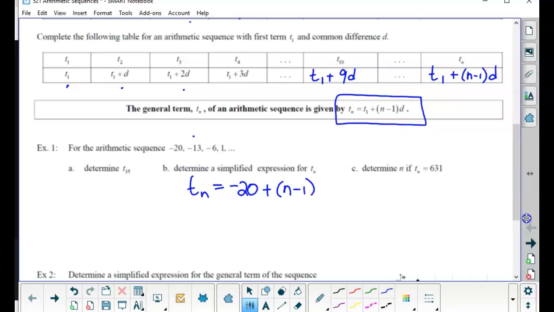So negative 13 minus negative 20 ends up being plus 7. So we're adding 7 each time here. Okay, so this will be 7. Now whenever we show our general term, almost always, sometimes you don't have to simplify if it's not your final answer, but this is the final answer here. We're wanting the simplified expression. So collect like terms.